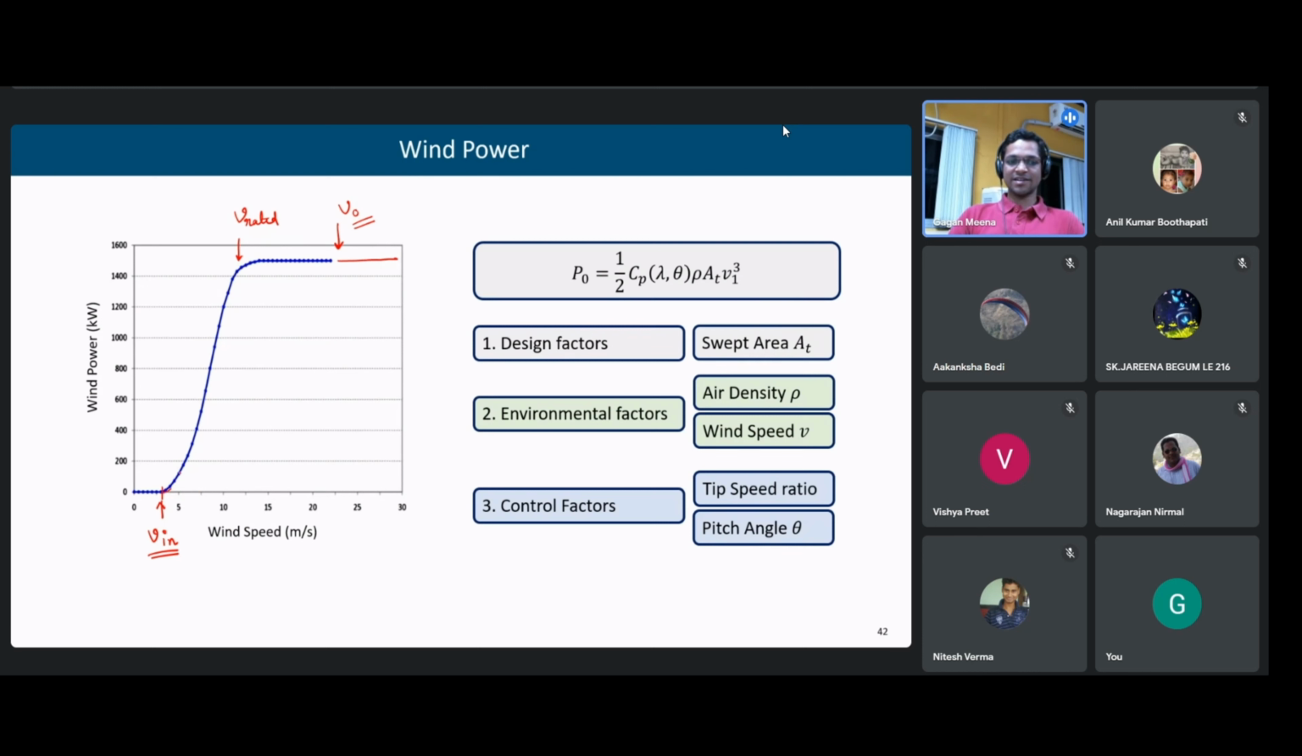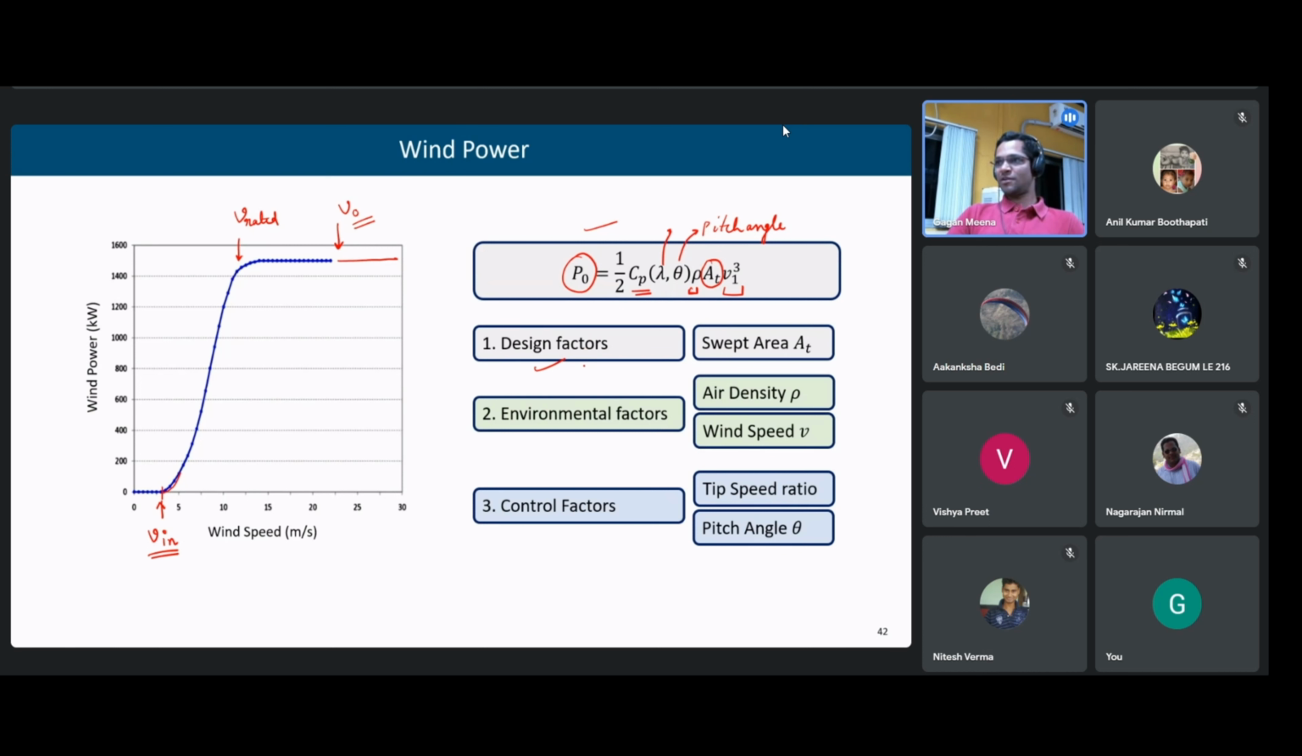So this is the characteristic which operates between these two points, and this is the power output. Here Cp is the coefficient which depends upon this lambda and the theta. Theta is the pitch angle. So this P naught will depend upon this rho, which is the environmental factor, the air density, and the wind speed V. And the design factor is this AT. This is called a design factor because once designed, it cannot be changed.